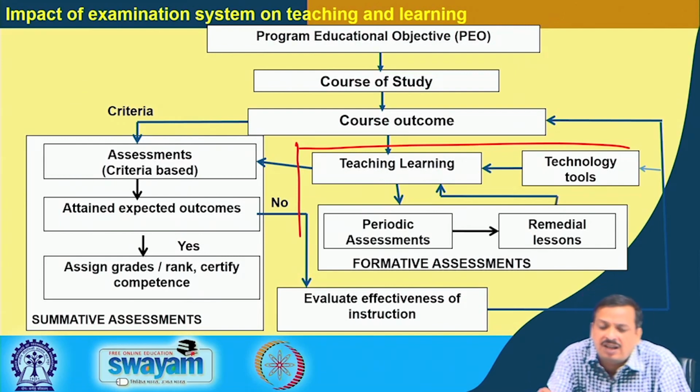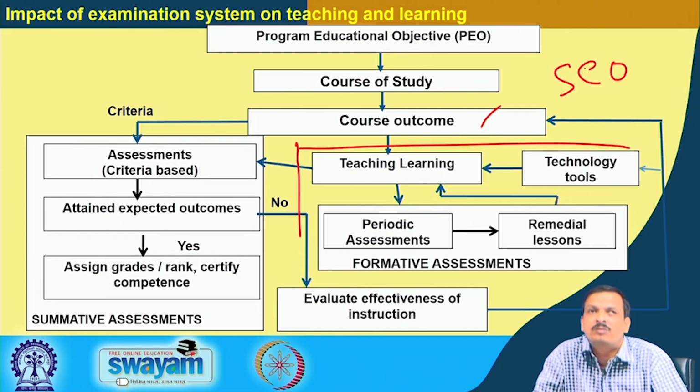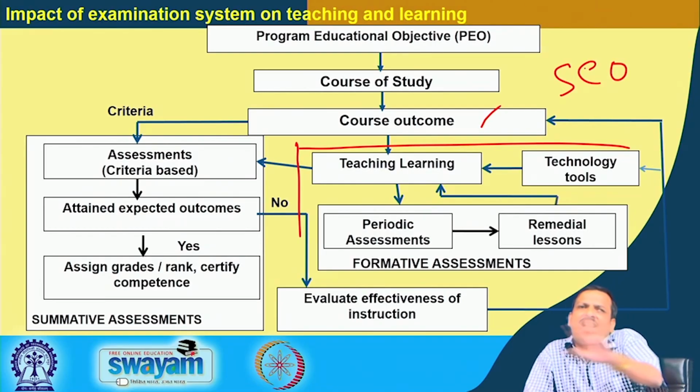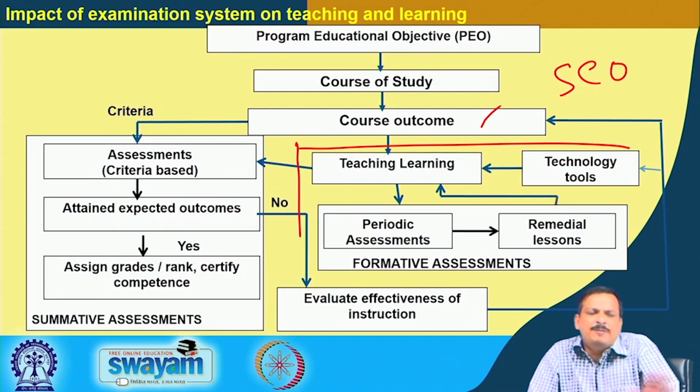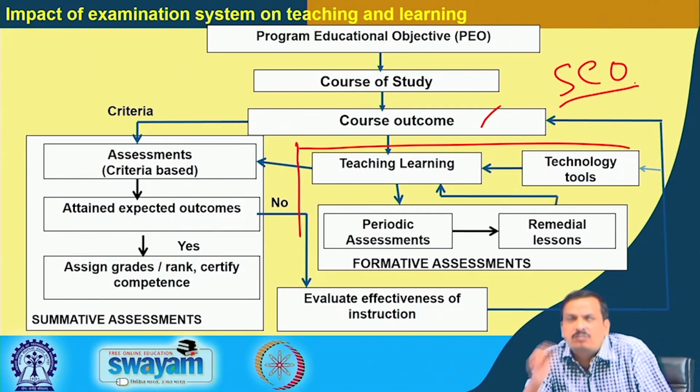So, what I want to say? Suppose in a course I write 3 or 5 outcomes, 5 COs. So, whatever assessment I design, it may be an end sem, it may be a mid sem, it may be a project, it may be an assignment, all has to be designed to test those 5 COs.